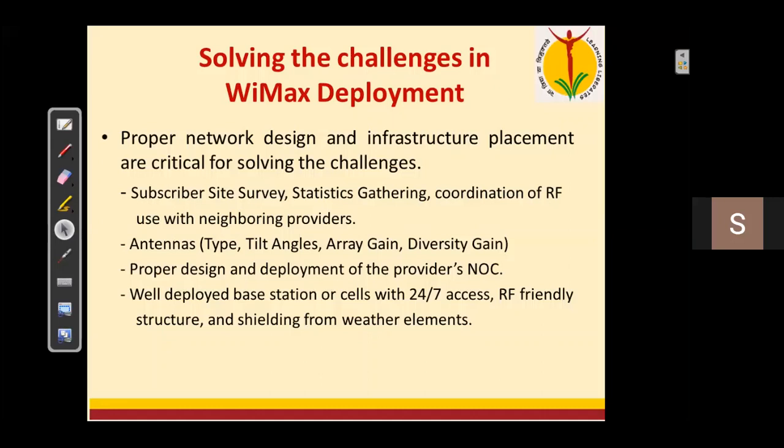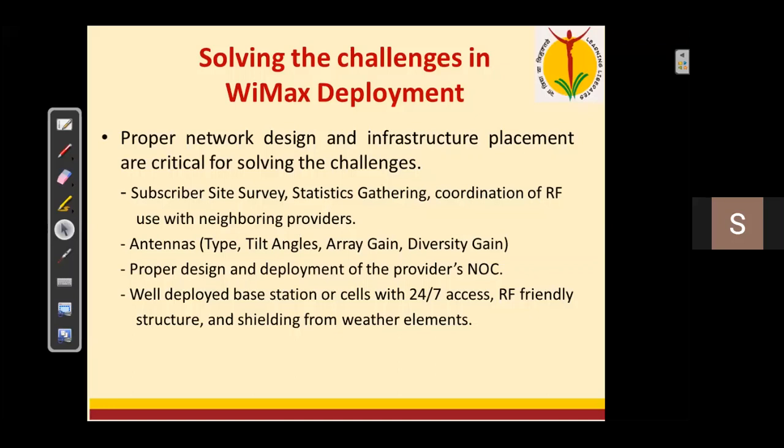Maybe you have seen that the mobile towers have different antennas, at different angles to increase the gain, that is array gain, or diversity. Diversity means there are multiple paths. If one path is not proper, we have to discard it, but there is a proper connection between the mobile station and the base station by at least one or two paths.